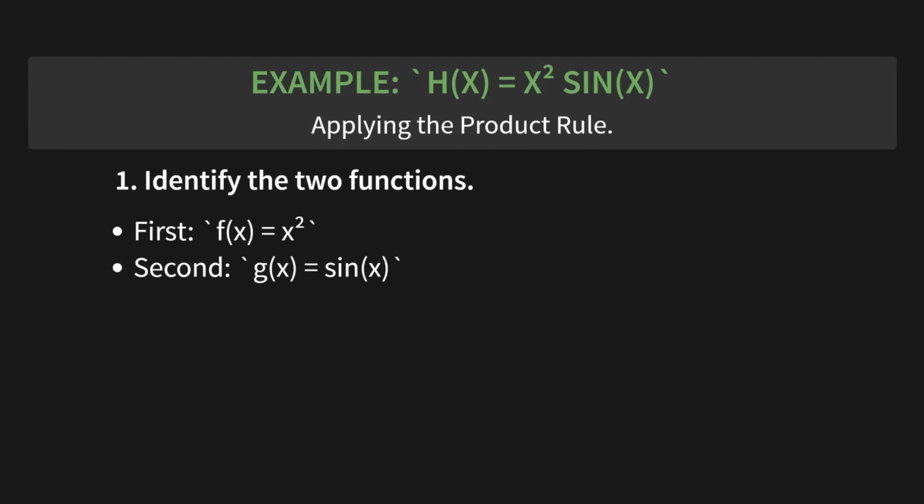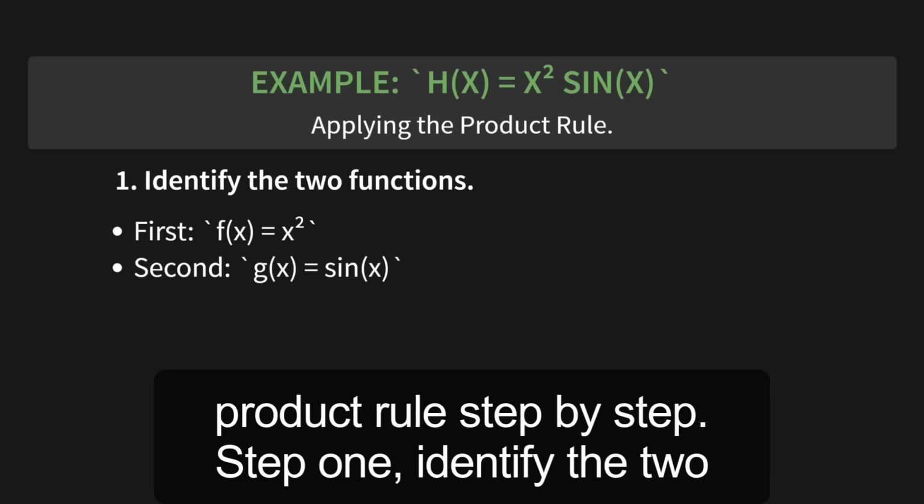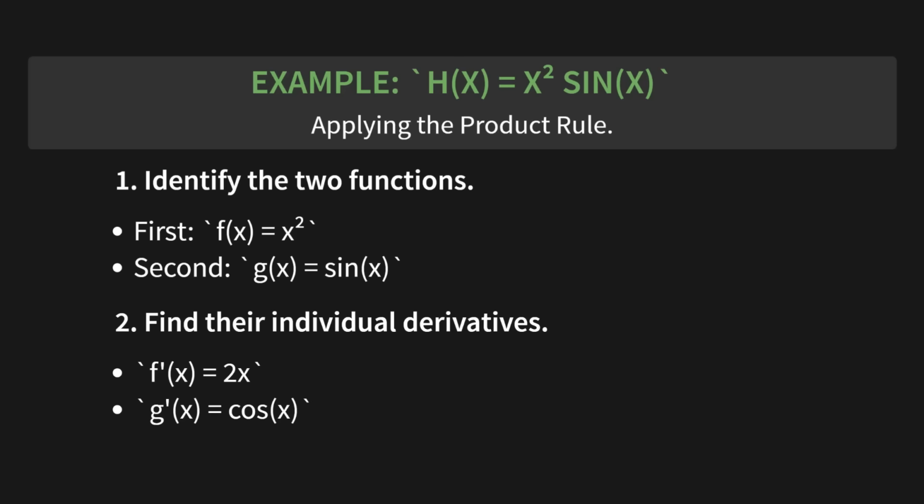Let's try it on our example. Our example was h of x equals x squared sine of x. We're going to apply the product rule step by step. Step 1. Identify the two functions. The first function, f of x, is just x squared. The second function, g of x, is sine of x. Easy enough.